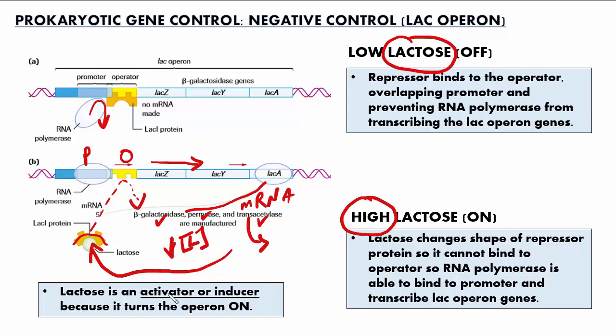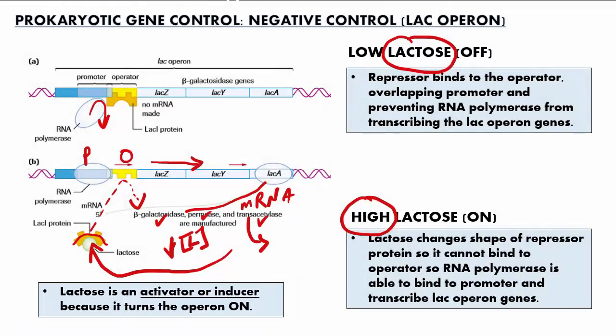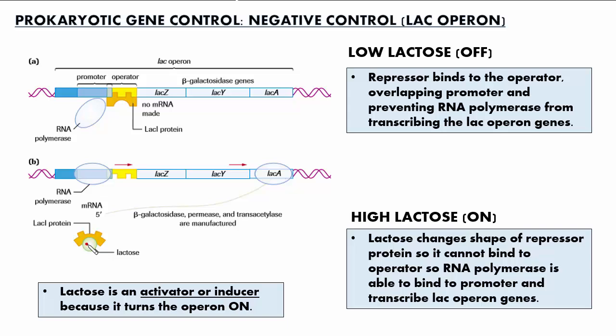All right, so lactose is called an activator or an inducer because it turns the operon on. In other words, the presence of lactose over here, the presence of this stuff, changing the shape of the repressor, causes this to be turned on and RNA polymerase can work. So lactose is an activator or an inducer in this case.